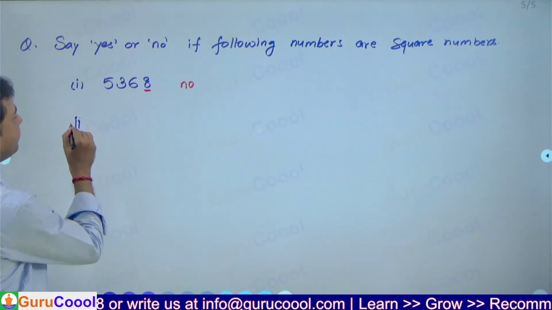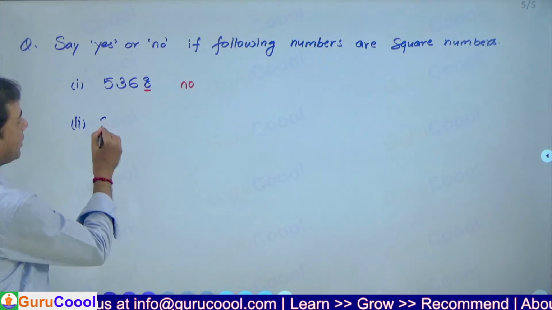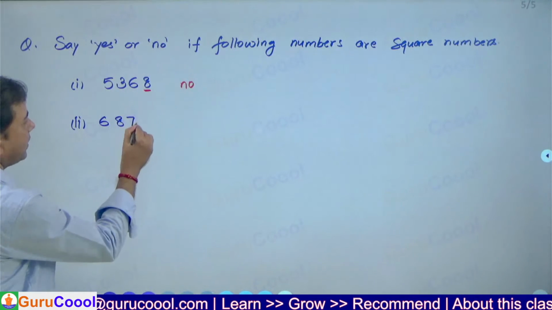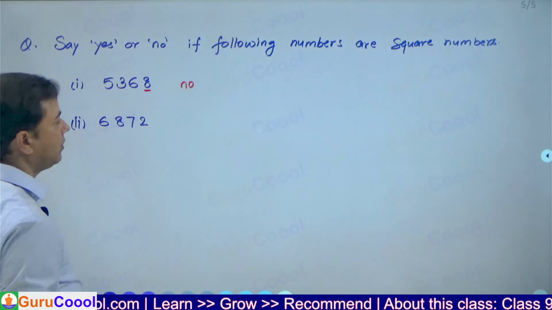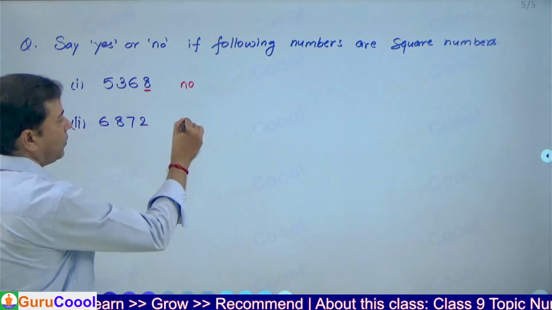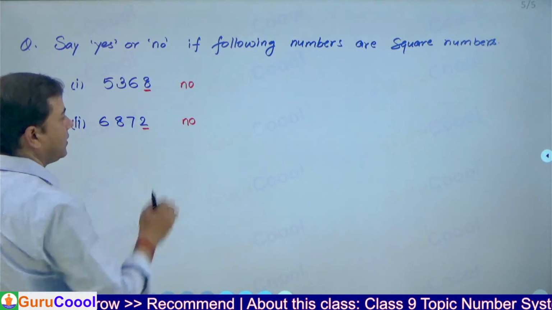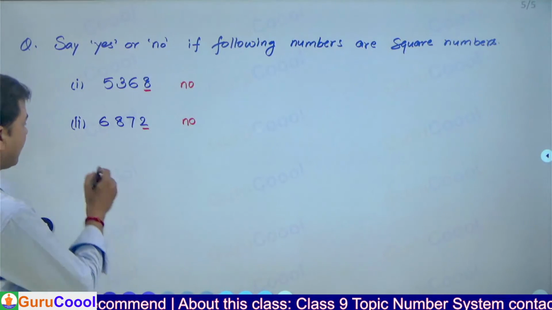Second, 6,872. Yes or no? Quick. No, sir. Wow, intelligent. Third one.